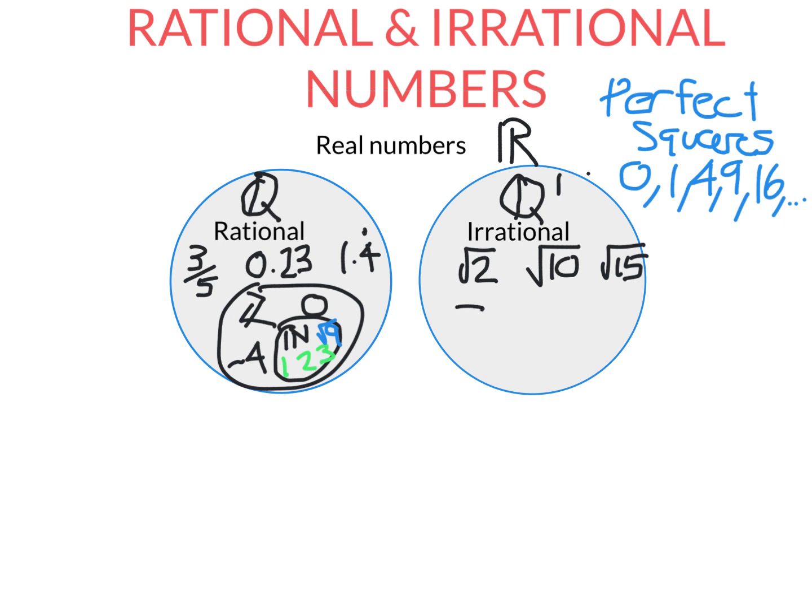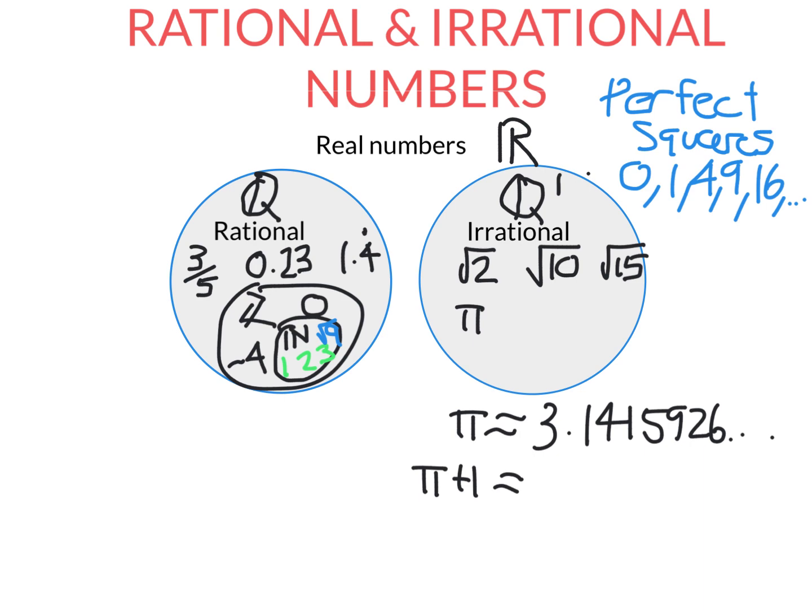So we've also got numbers in there like pi, the ratio of a circle's circumference to its diameter. So pi is 3.14159. It goes on forever, but there is no pattern to it. So what about something like pi plus 1? Well, if I do pi plus 1, it's only going to change this part of the number from a 3 to a 4. It's going to be 4.141592653, blah, blah, blah. So this decimal goes on forever and there is no pattern. So something like pi plus 1 is also irrational.